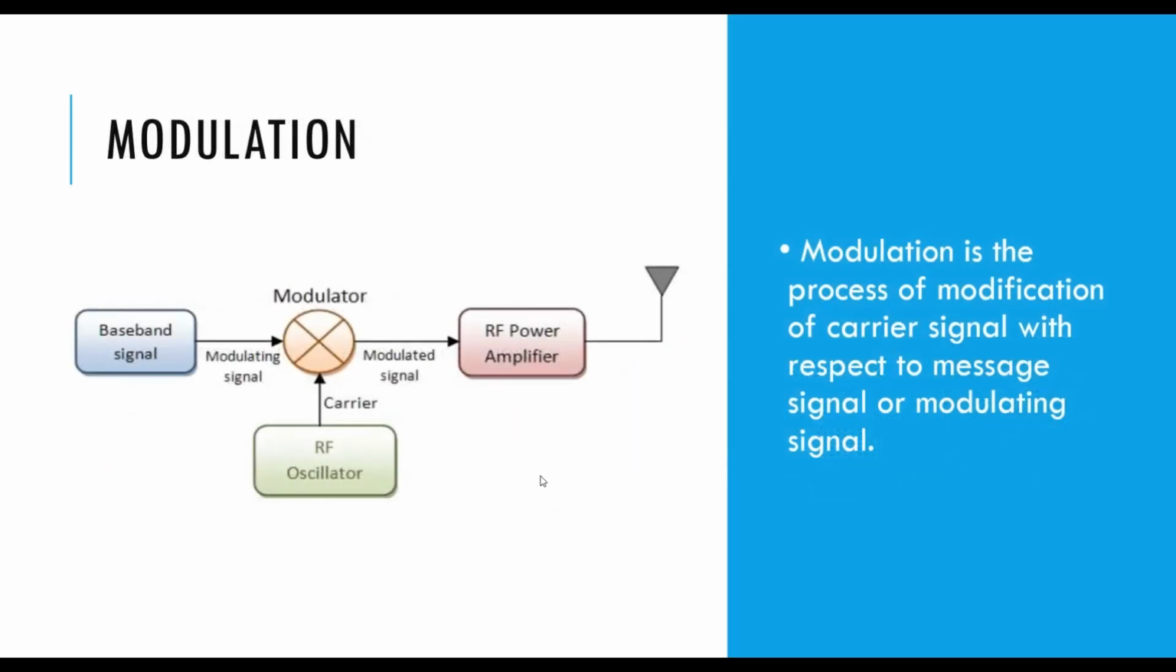Modulation is a process of modification of a carrier signal with respect to a message signal, or modulating signal. What that means is that if we have a carrier signal, simply a signal of a relatively high frequency that contains no information, and we have an information signal of a relatively lower frequency, the process of encoding this information signal into the carrier is called modulation. We call the information signal the modulating signal, we call the carrier as it is, and we call the resultant signal the modulated signal.